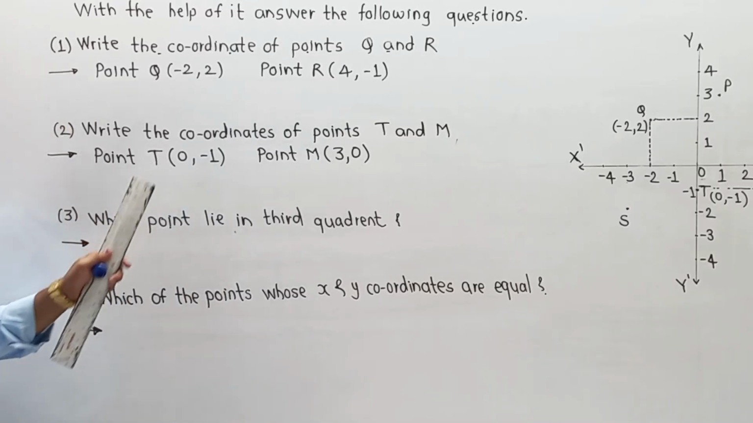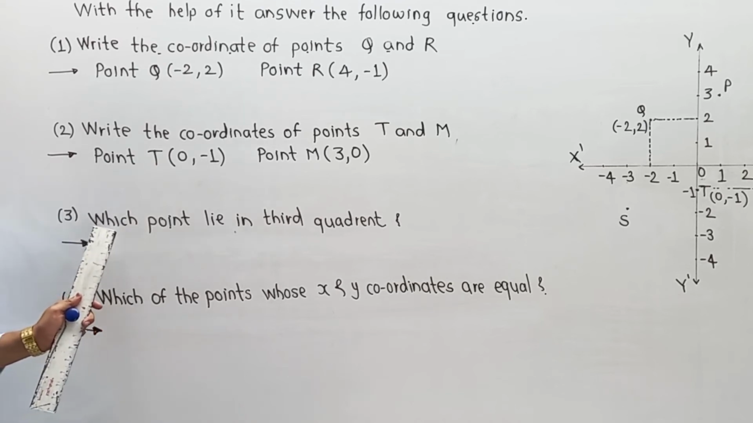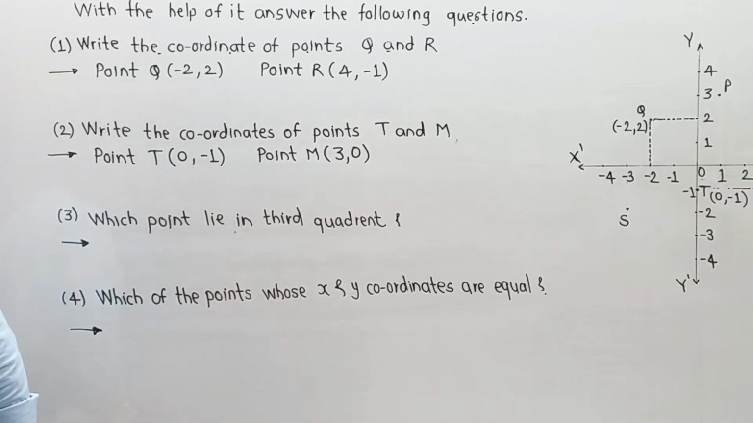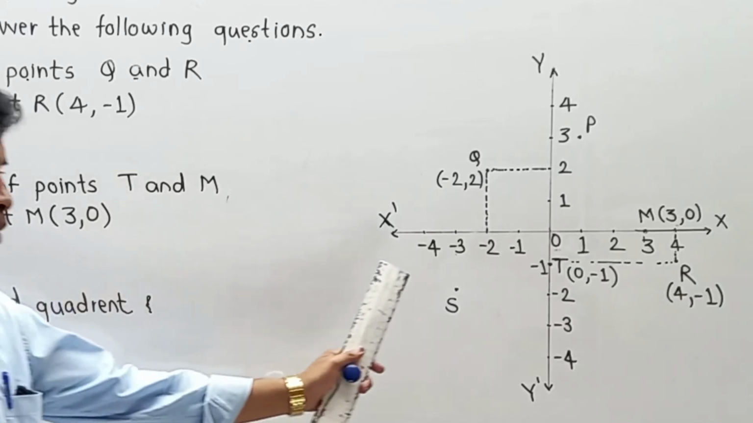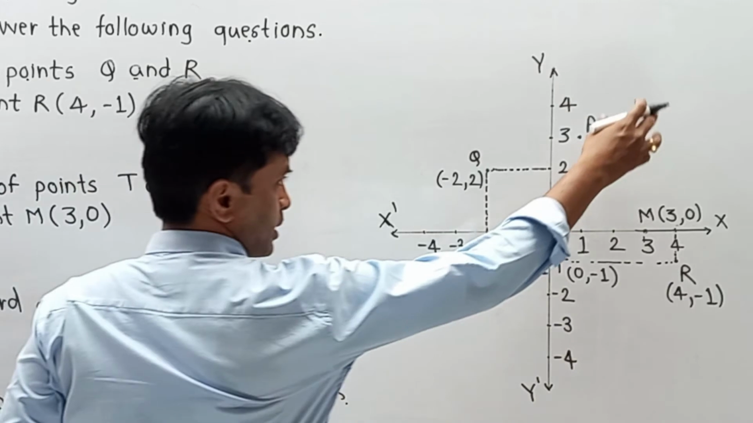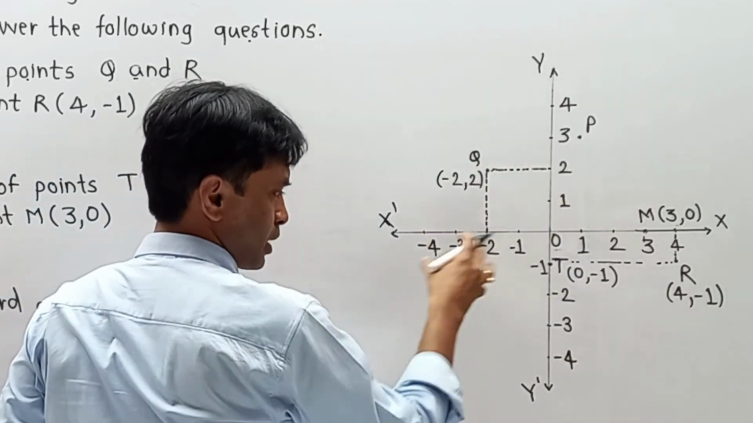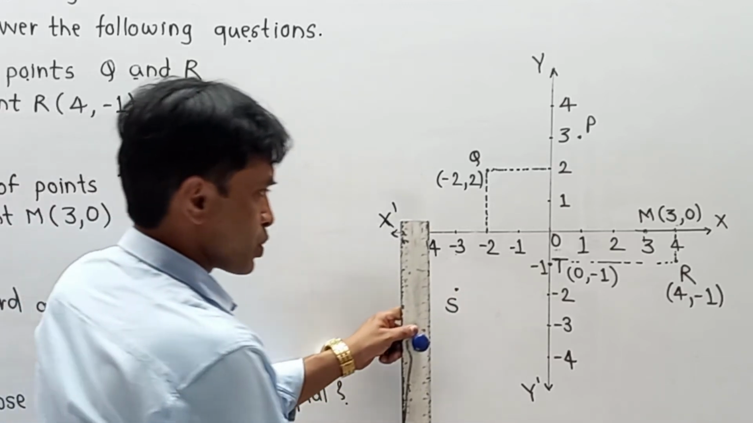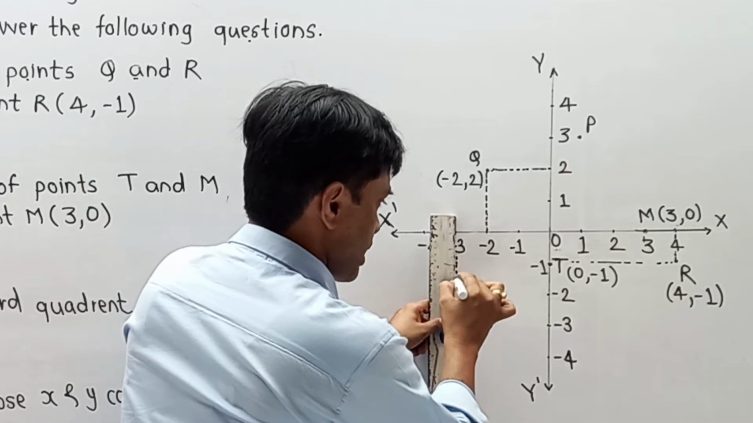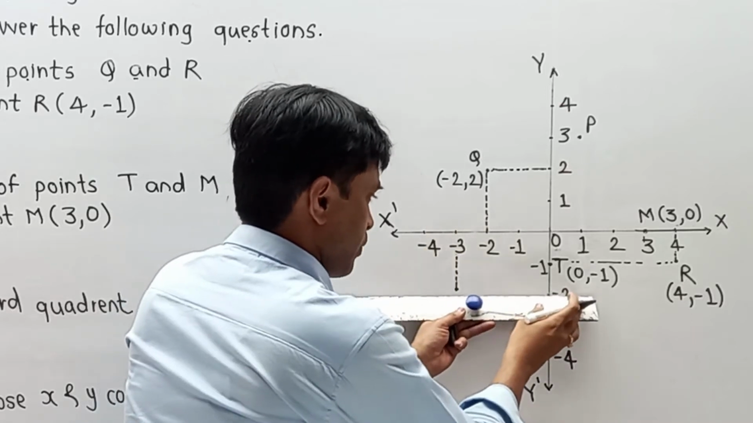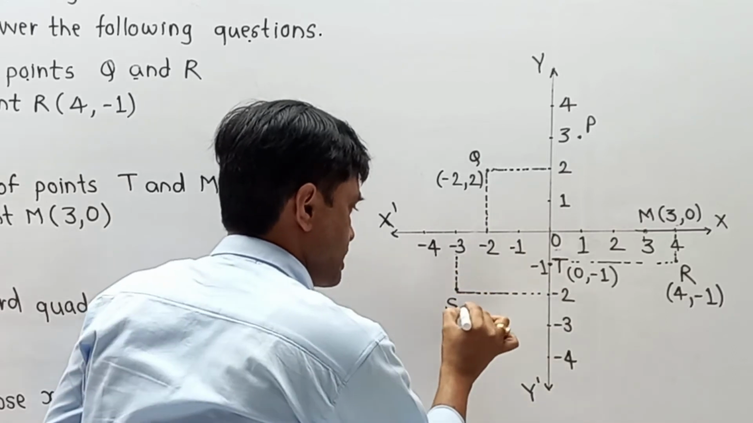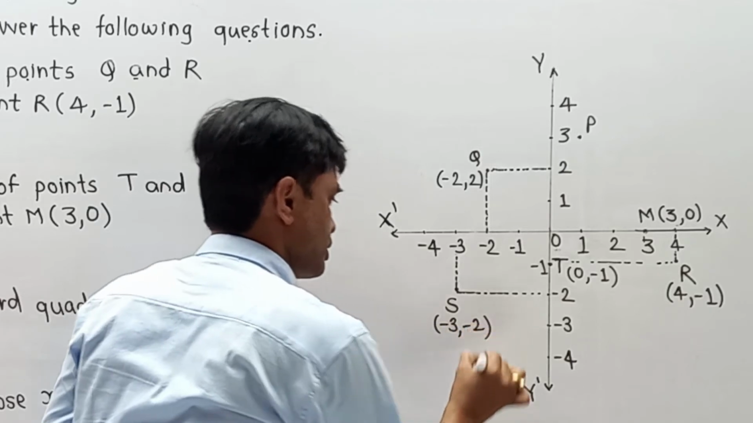After completing the second question, we are moving to the third question, which is, which point lies in the third quadrant? So we are moving towards the diagram. Here this is the space of the first quadrant, second quadrant, third quadrant. From observation we can see that only point S is in the third quadrant. So here point S having a coordinate, value of x is minus 3 and value of y is minus 2. So our point S having a coordinate minus 3, minus 2.